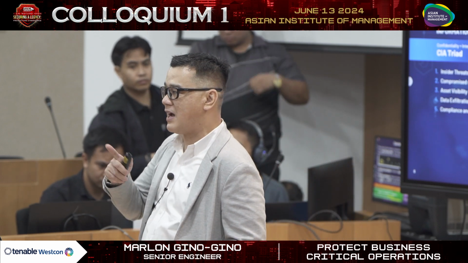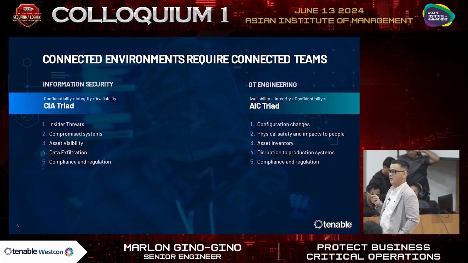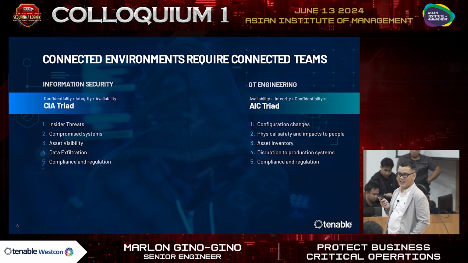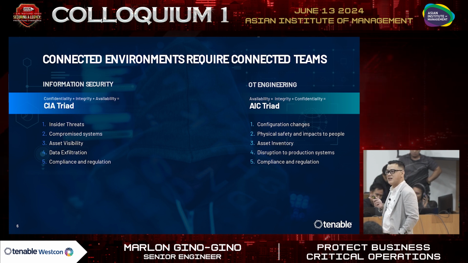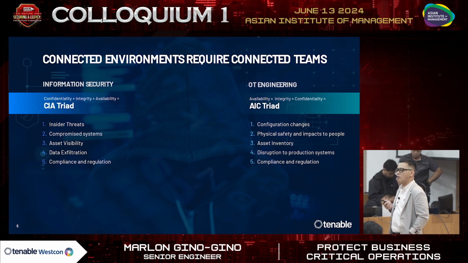But however, if you look at the other side of the spectrum, which is OT engineering, they're looking at safety, availability, integrity, and confidentiality. Those are the three things that the OT people or OT environment will look into protecting.